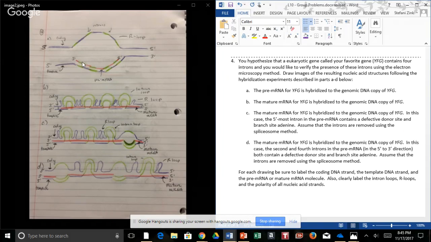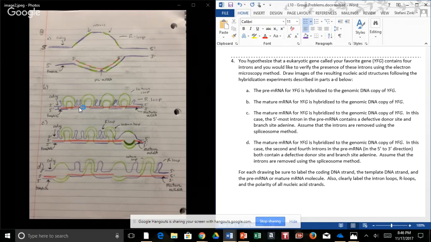So here you see that the coding strand, this upper strand, kind of bubbles out from where the pre-mRNA is linked to the template strand. And so that creates an R loop.